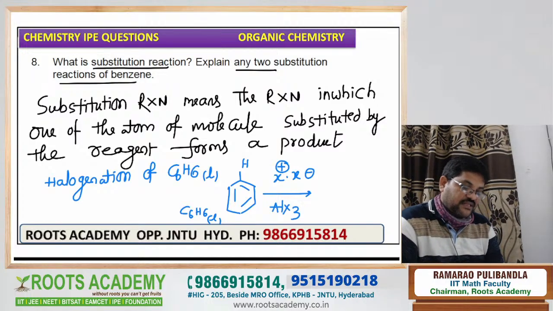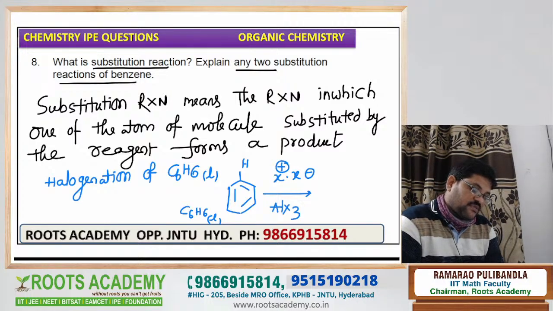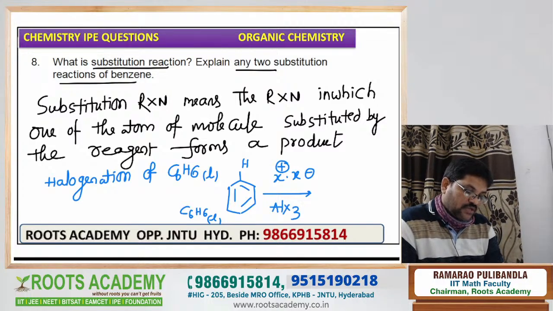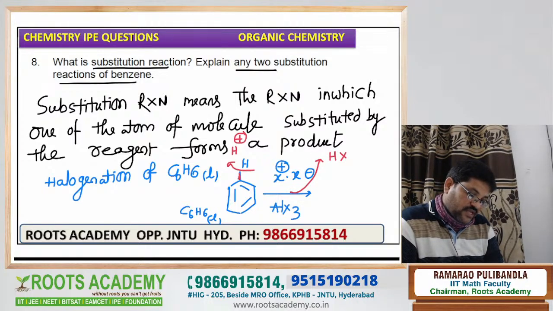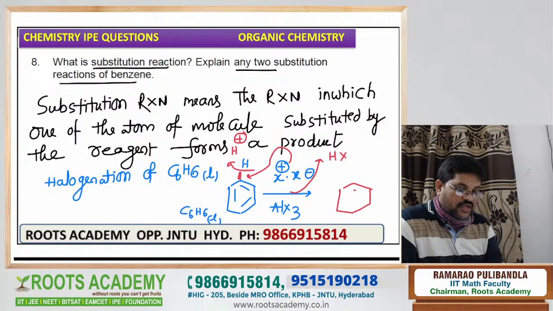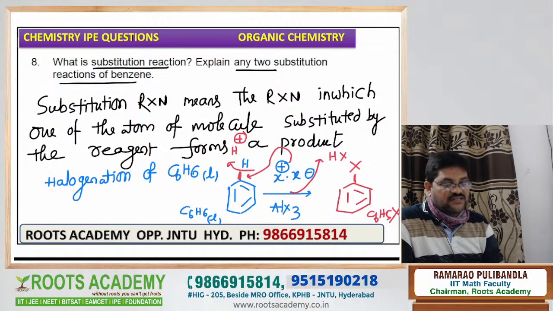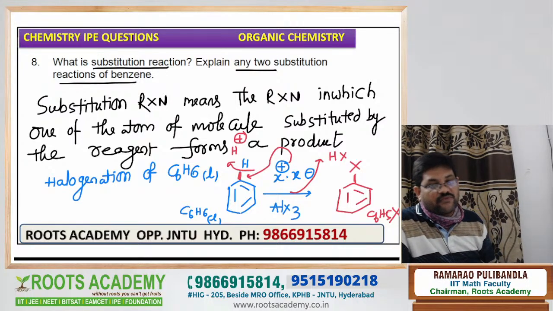Now one of the hydrogen atoms is replaced, removed as an H plus ion. The H plus ion reacts with X minus ions with loss of HX. Now here the sigma complex has a negative charge. Now X plus attacks the sigma complex, and you get halobenzene, C6H5X. That's the answer you got. Understood? That is one example, halogenation of benzene.